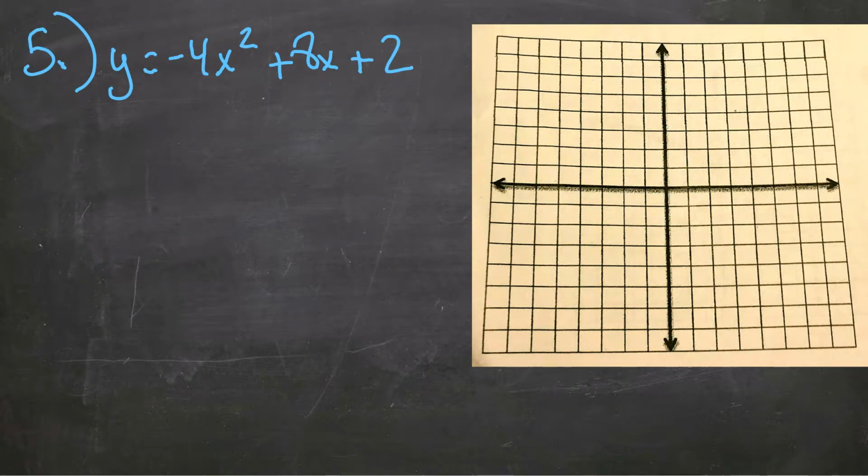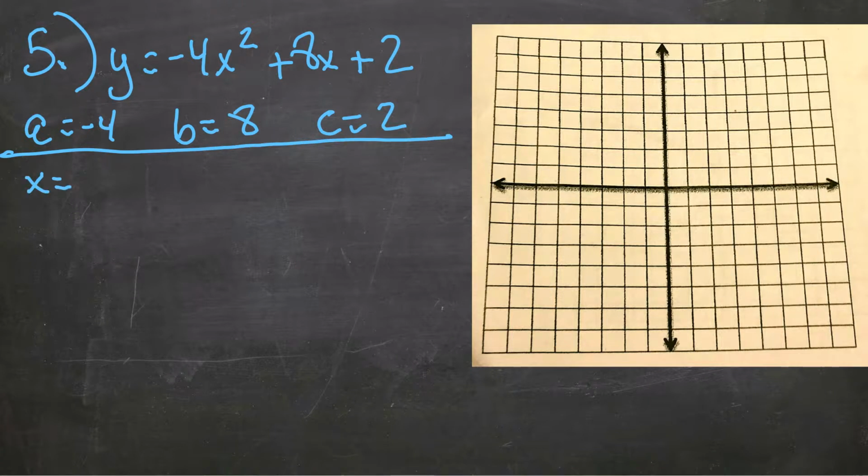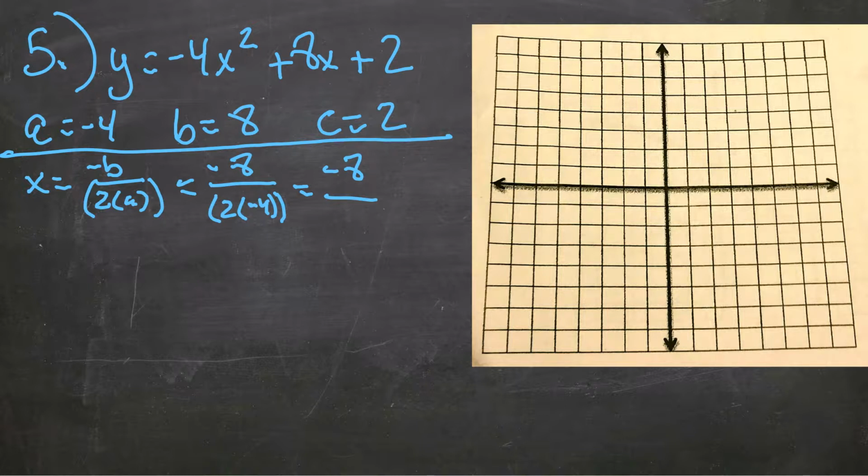All right, number 5, we have y equals negative 4x squared plus 8x plus 2. So we have a is negative 4, b is 8, and c is 2. X equals the opposite of b all over 2a. Now this is where it's really important that we add that extra set of parentheses on the outside. I saw a lot of mistakes in the class over this. Negative 8 all over 2 times negative 4. A good way to avoid that mistake is just do the top and bottom separately. So the top stays negative 8, but I do 2 times negative 4 first. I get negative 8. Negative 8 over negative 8 is 1.